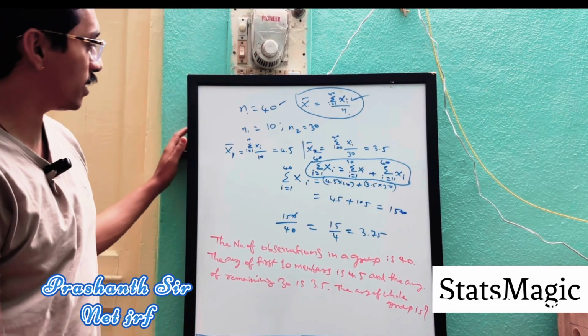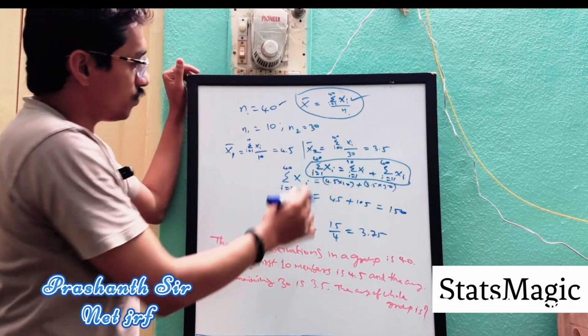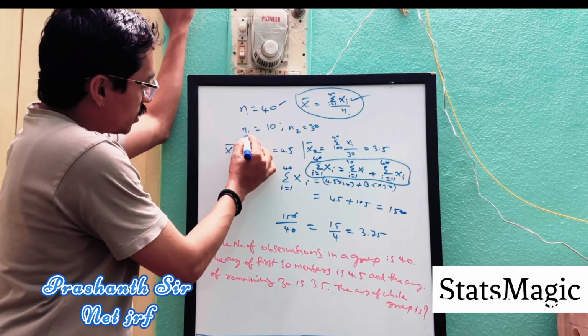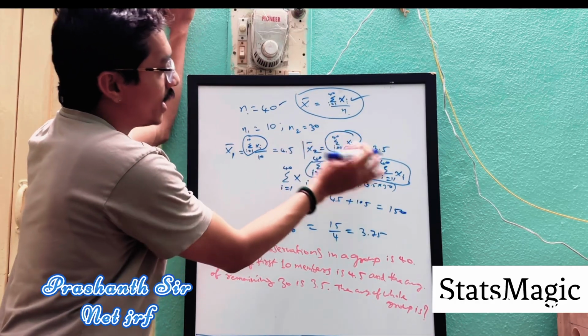This both I need to add. Let us take this x1 and x2: the summation for i equal to 1 to 10 and the summation for i equal to 11 to 40. These two I need to add.